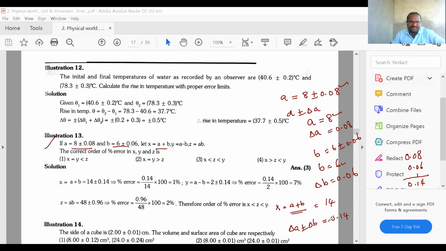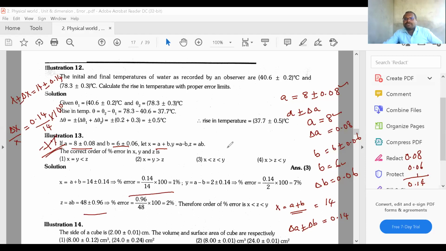Clear? Yes. So it can be written in the form of x plus or minus delta x, where x value is 14 plus or minus delta x 0.14. Now in this, absolute error how much? Relative error how much? Delta x by x can be written as 0.14 divided by 14. Clear, students? If you want percentage error, multiply by 100, you will get 1%. Error is 1%. Yes, see here it is mentioned.